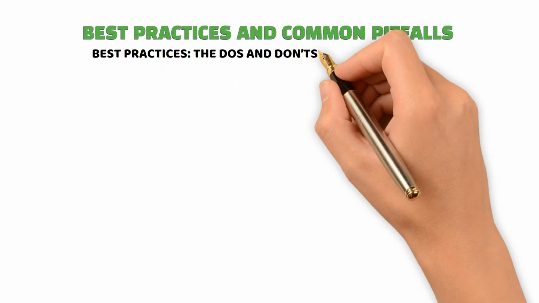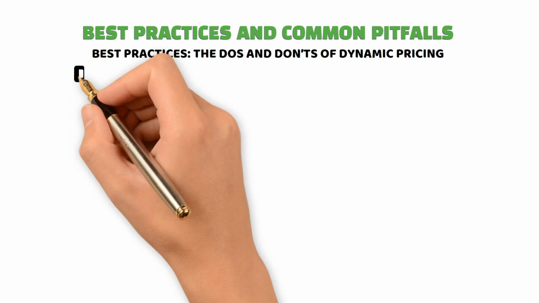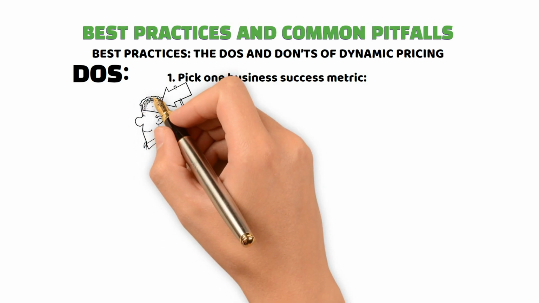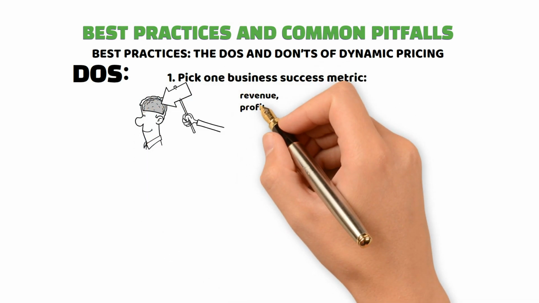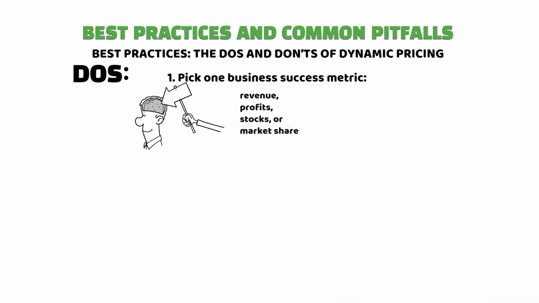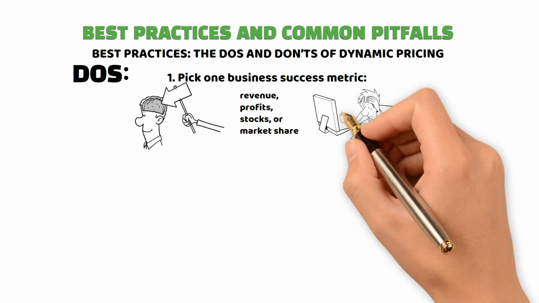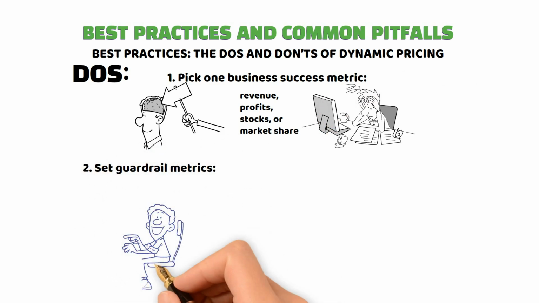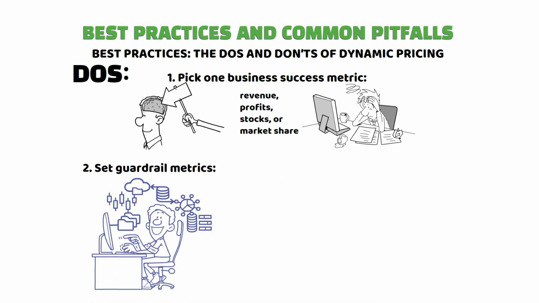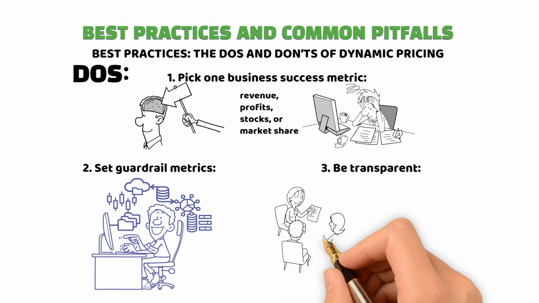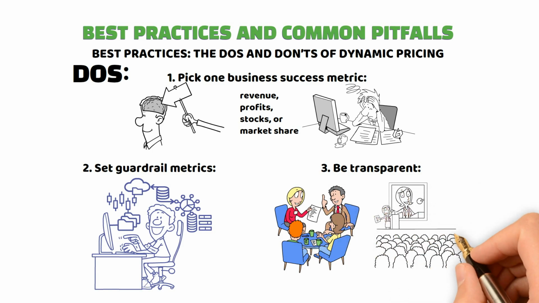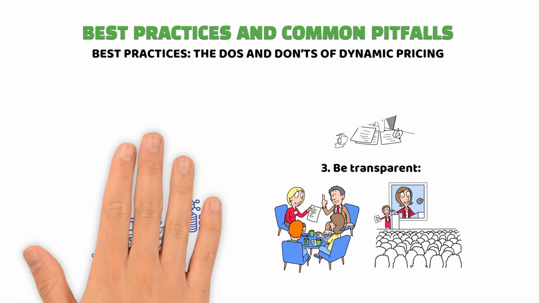Best practices: the do's and don'ts of dynamic pricing. Do's. Pick one business success metric. Focus on improving a specific area of your business, whether it's revenue, profits, stocks, or market share. Attempting to optimize multiple aspects simultaneously may lead to failure. Set guardrail metrics. Establish metrics to monitor the potential negative effects of price adjustments on other aspects of your business. Be transparent. Communicate openly with customers about your dynamic pricing initiatives, highlighting the benefits, such as ensuring more drivers during rush hours or reducing food wastage.